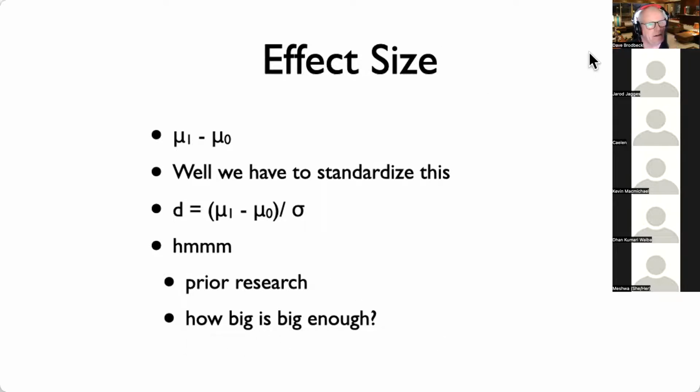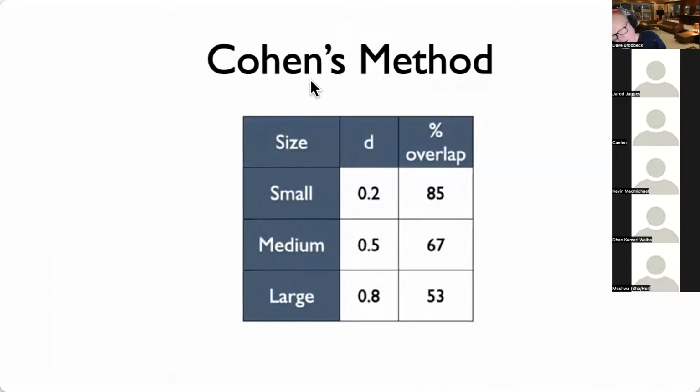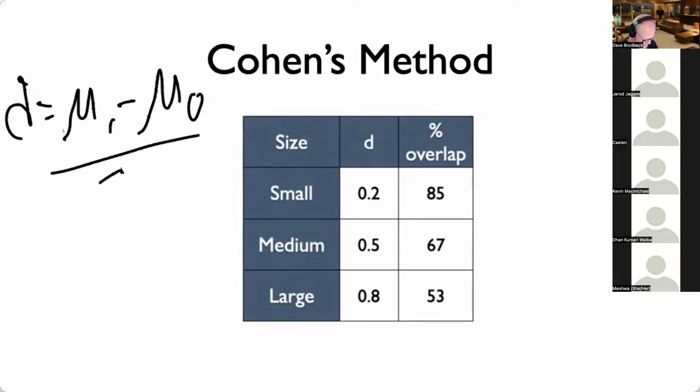So how big is big enough? Well, a guy named Cohen came up with an idea, and he classified these things as follows. What he called a small difference is a d of 0.2. Just to remind you what d is: d equals mu1 minus mu0 over sigma. Keep that in mind. So a small d is when this is only 0.2. That's very small, isn't it?